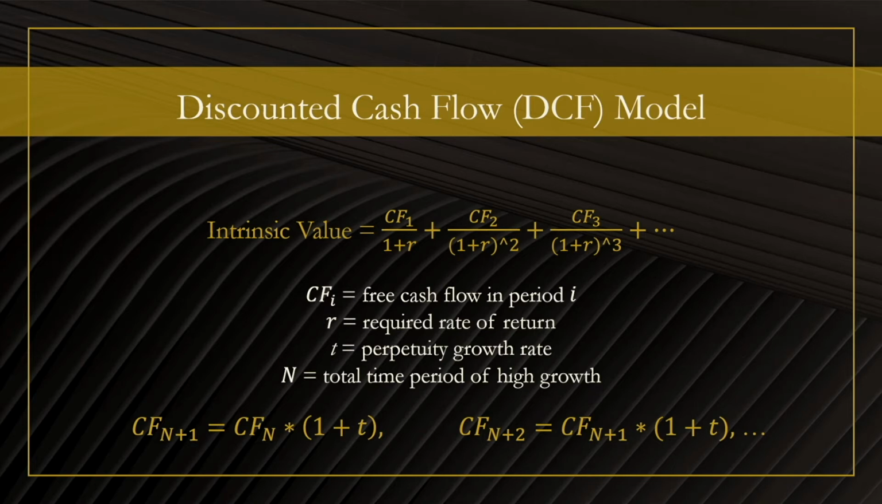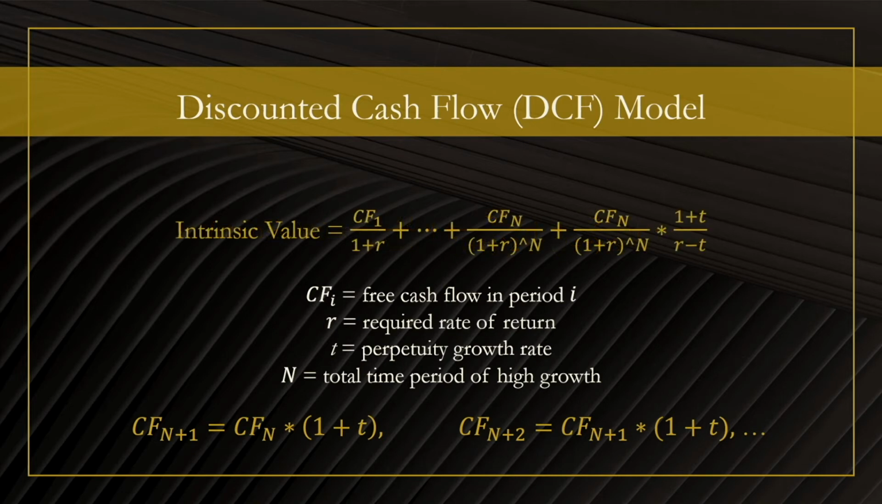Having this, we get that the cash flow in year n plus 1 is the same as the cash flow from the year n times 1 plus t. And similarly, the cash flow in year n plus 2 is the cash flow from the previous year n plus 1 times 1 plus t, and so on and so forth. Using this assumption, we can simplify the formula and the discounted cash flow model now becomes much simpler. So n plus 1 terms. And this is the final formula for the discounted cash flow model.